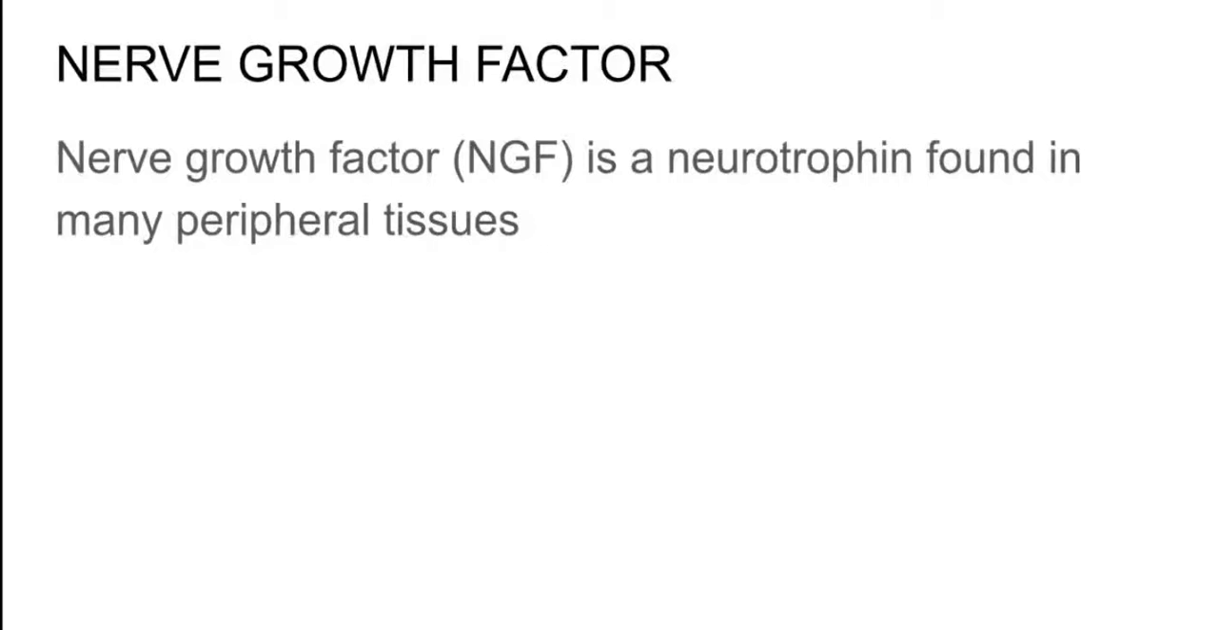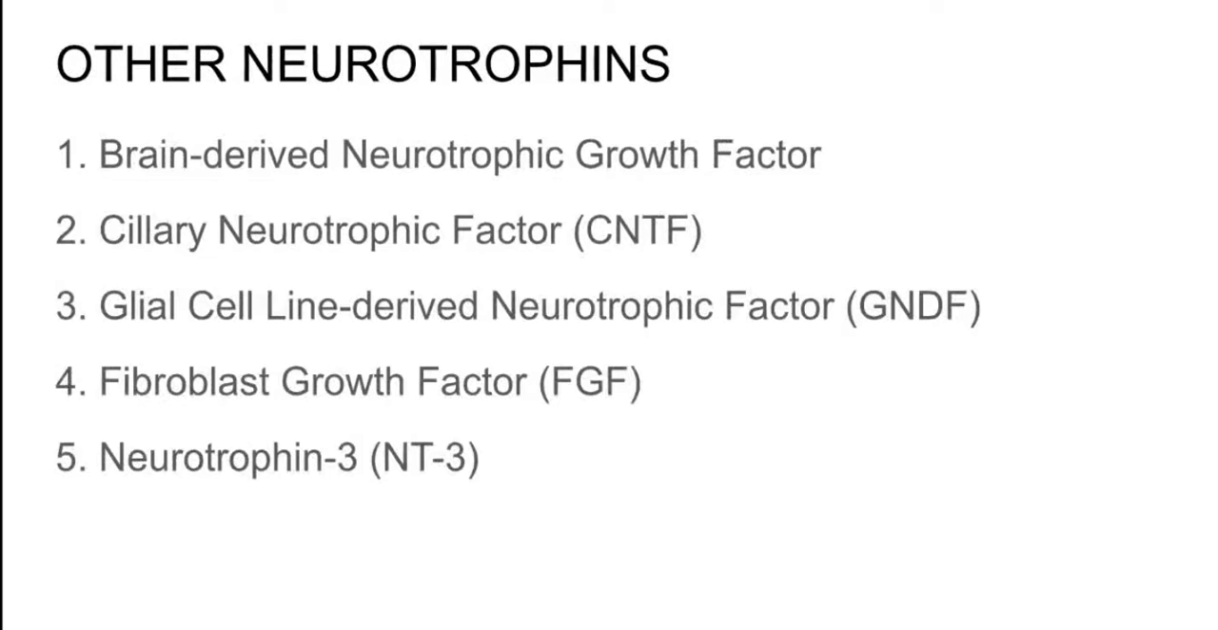Nerve growth factor. Nerve growth factor or NGF is a neurotrophin found in many peripheral tissues. Other neurotrophins: brain derived neurotrophic factor, ciliary neurotrophic factor, glial cell line derived neurotrophic factor, fibroblast growth factor, and neurotrophin 3. So, this is all about neuron.